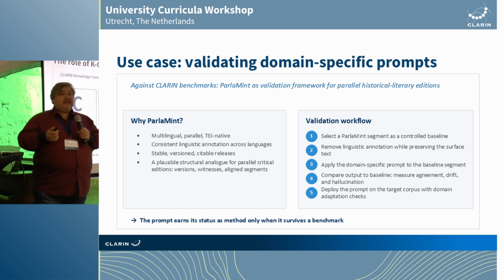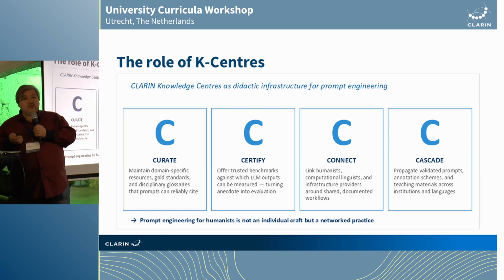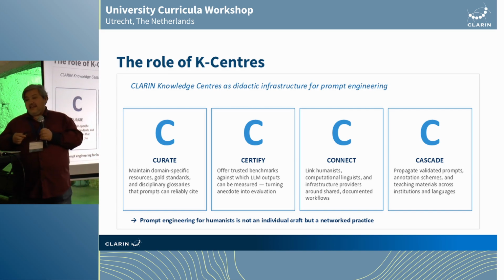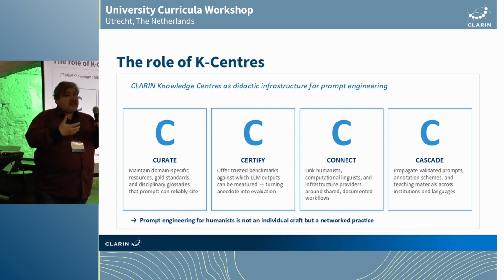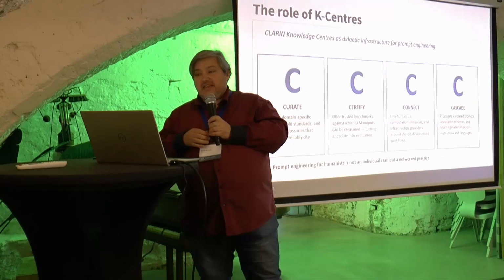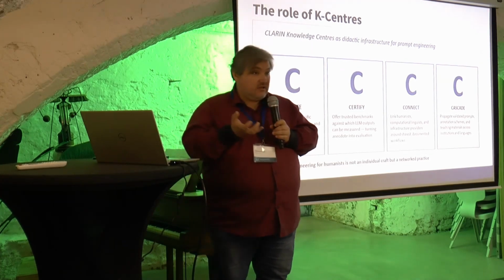So here we can see that CLARIN can be very useful because CLARIN can provide quality resources that they can use inside the prompts, in particular for validation, okay? And naturally also the role of K-centres is very important, okay? Because they can ask for curated resources, which are the best ones, and so they are not alone in selecting their own resources. They can speak with the experts, and they can use, as I said, high quality resources.